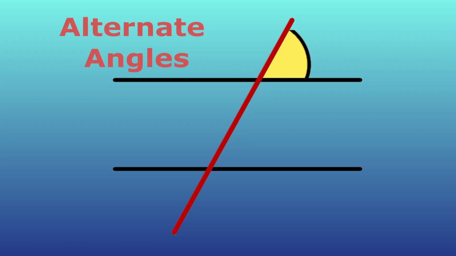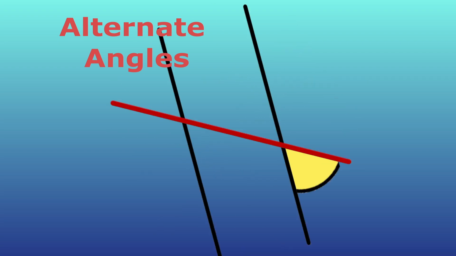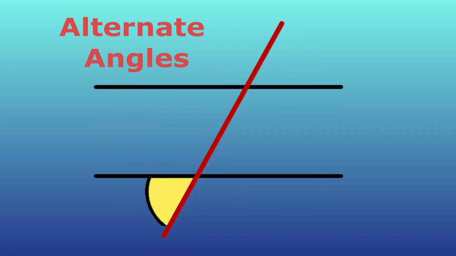Now alternate angles are less easy to spot. Let's take our yellow angle again. Now notice what happens if I flip the whole diagram 180 degrees from the middle of the transversal. Did you see where the yellow angle ended up? Yes, down here. If you flip your diagram around 180 degrees, the angle will always end up in the position of its alternate pair. So the yellow angle is alternate to the angle in that position.